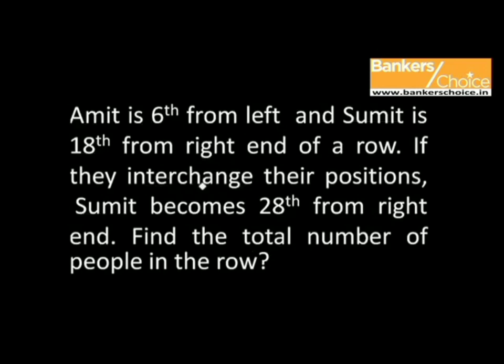As we can understand, after interchanging the position, Sumit will take Amit's place. That means Amit's actual position is 28th from right end and also 6th from the left end, as given in the beginning of the question. So by using the point discussed earlier, we can say that the total number of persons in the row will be 6 plus 28 minus 1, which is equal to 33.